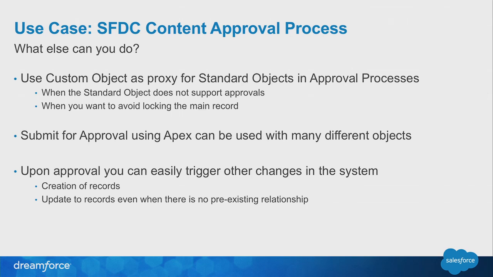In some of our requirements, there's a need to do a criteria-based search to find the records that need to be updated as the result of the approval process. And with all the power of Apex, you can definitely do that. You can write your code to locate those records and update them, even if there's not an explicit relationship between that record and your record undergoing approval.